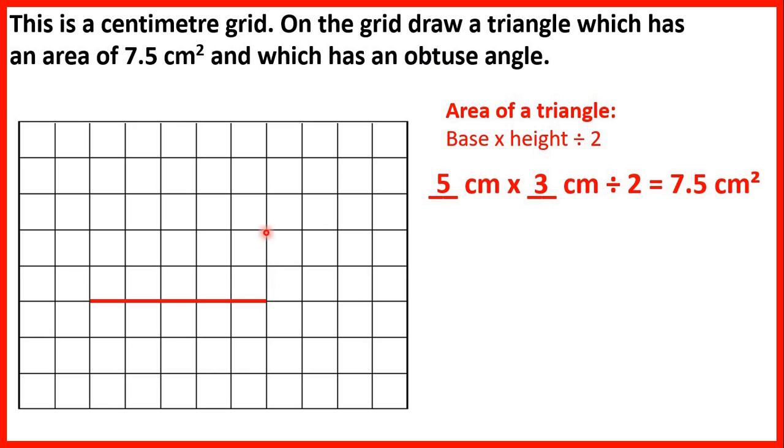So rather than going 3 up and joining our point here, let's go across and join our point to this point. That way we have an obtuse angle, an angle that's larger than 90 degrees, but we also have a height, a distance from bottom to top, of 3 centimetres. And then we can join up our points so we have our triangle. But there are lots of possible different answers, lots of different triangles that we could draw.